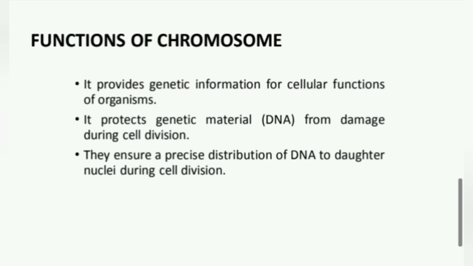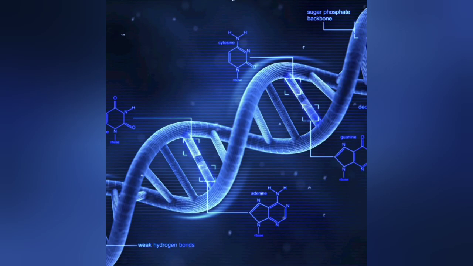Now we have to know the function of chromosome. It provides genetic information for cellular function of organisms. It protects genetic material, DNA, from damage during cell division. Chromosomes ensure a precise distribution of DNA to daughter nuclei during cell division.